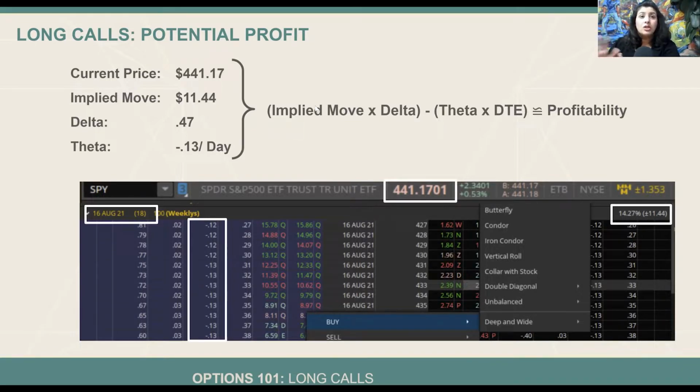the dollar amount you are losing per day while you are in that option, and you will multiply it by the days till expiration that you have. And then you will subtract those two numbers from each other, and that will give you your potential profitability.